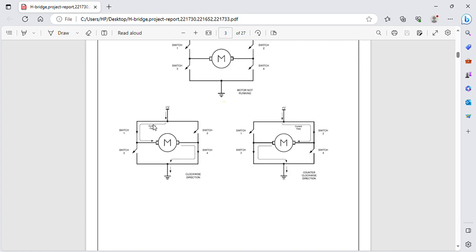Here the flow of current is shown. If we want to move our motor in the clockwise direction, this is the path. Here switch 1 and switch 4 are closed and switch 2 and switch 3 are open. To move the same motor using the same circuit in the counterclockwise direction, switch 2 and switch 3 are in the closed state and switch 1 and switch 4 are now open.